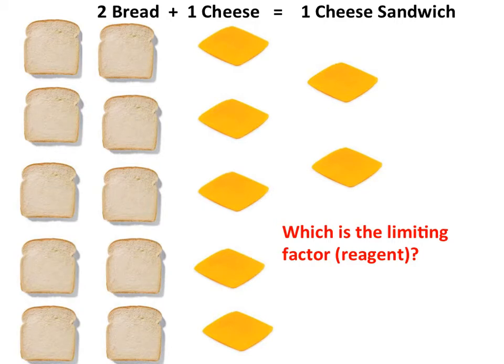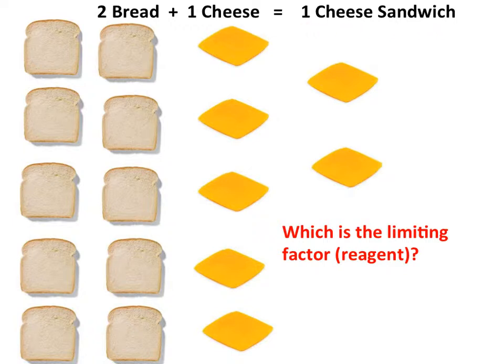Welcome to the how-to video for determining the limiting factor, or limiting reagent. In this case, I like to use the analogy of making a grilled cheese sandwich. In a grilled cheese sandwich, we know that we need 2 pieces of bread. We also need 1 piece of cheese, and that's going to allow us to make 1 cheese sandwich.